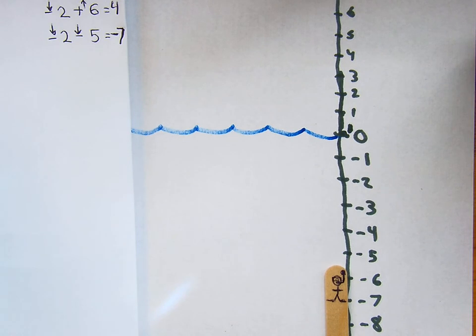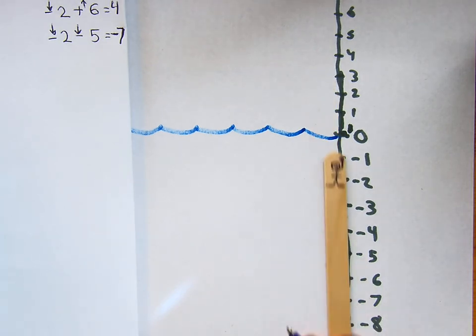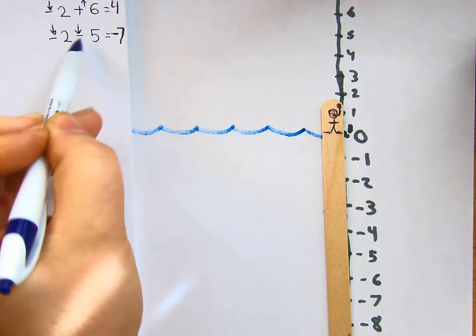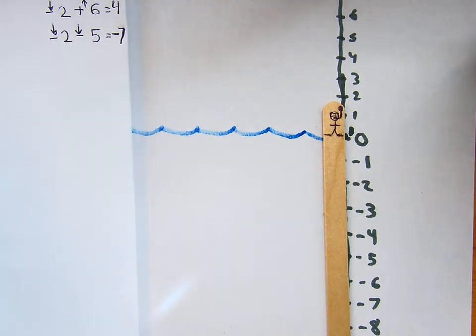So there you go. That is adding negative numbers or subtracting our numbers, and how to be able to visualize them and going for a swim at the same time.